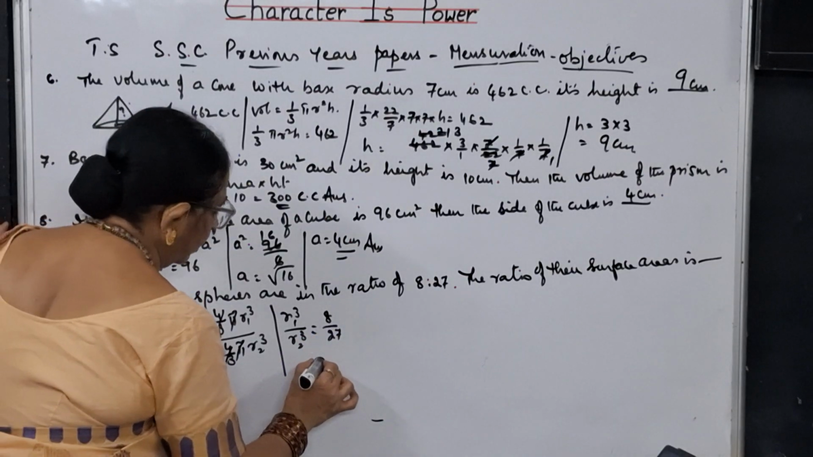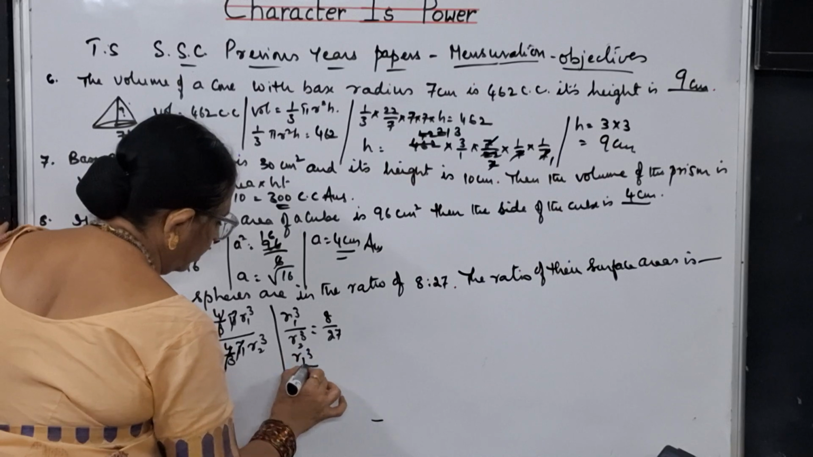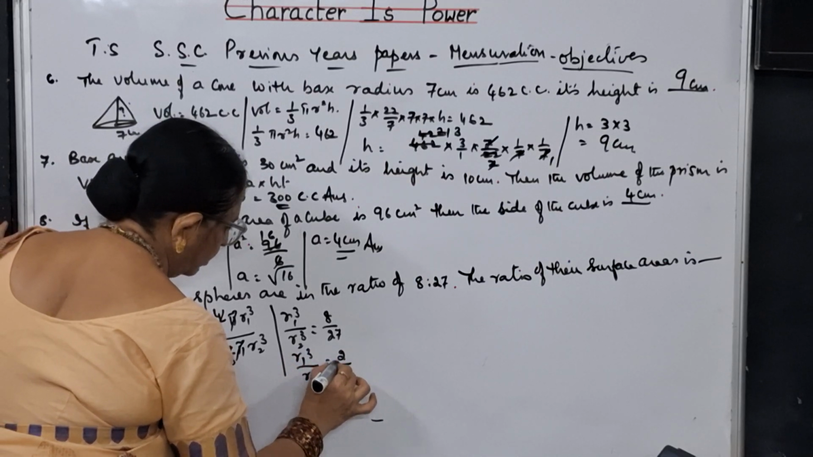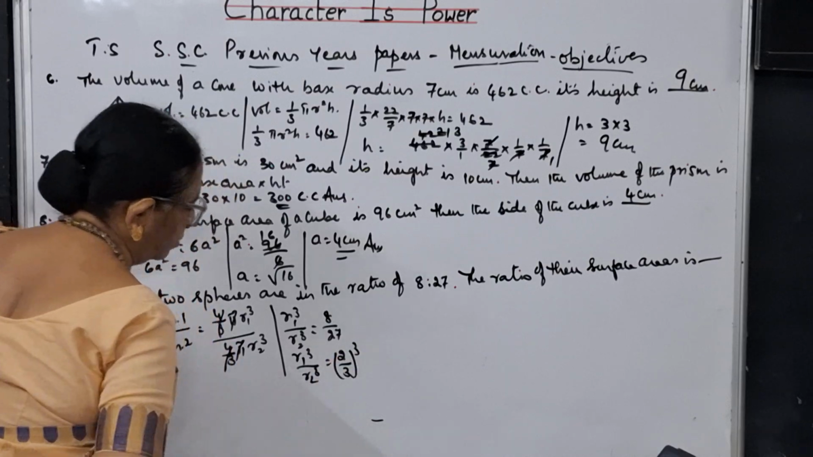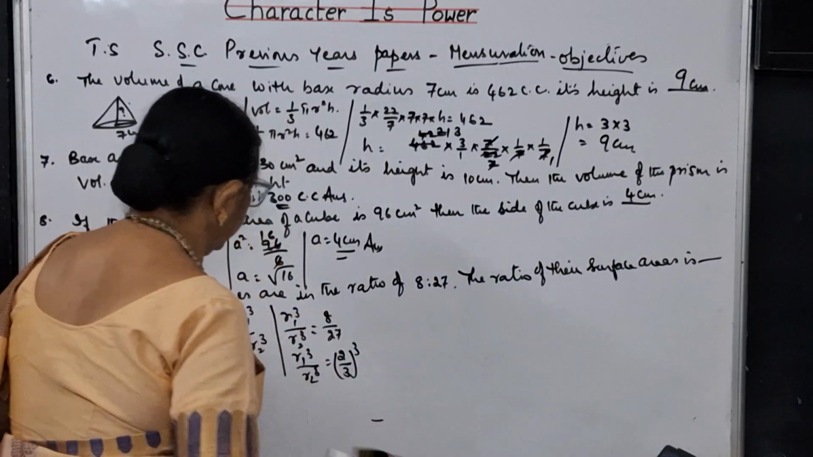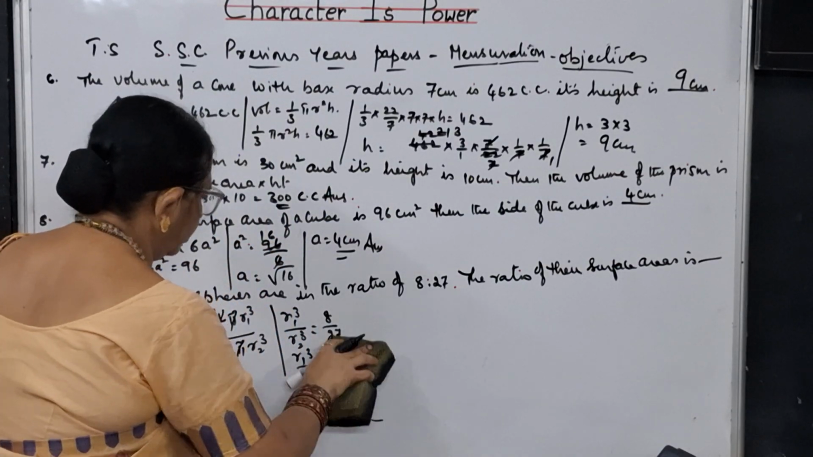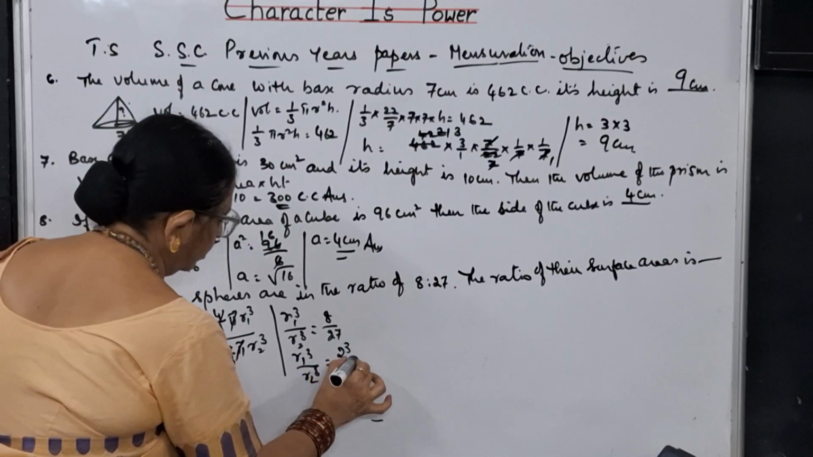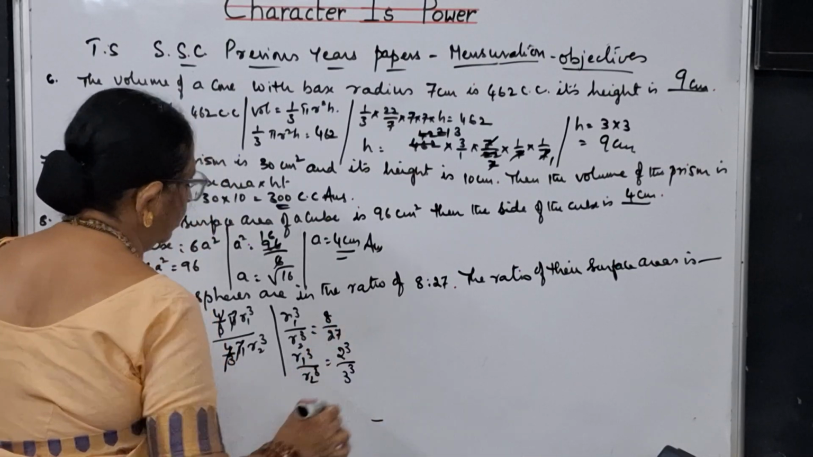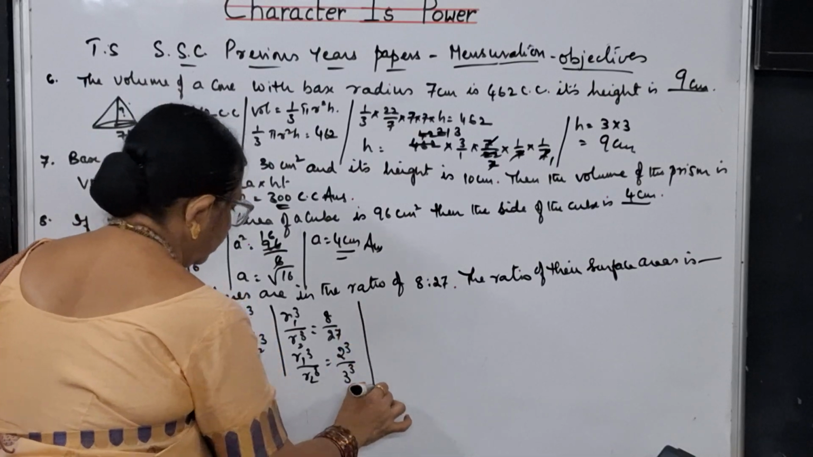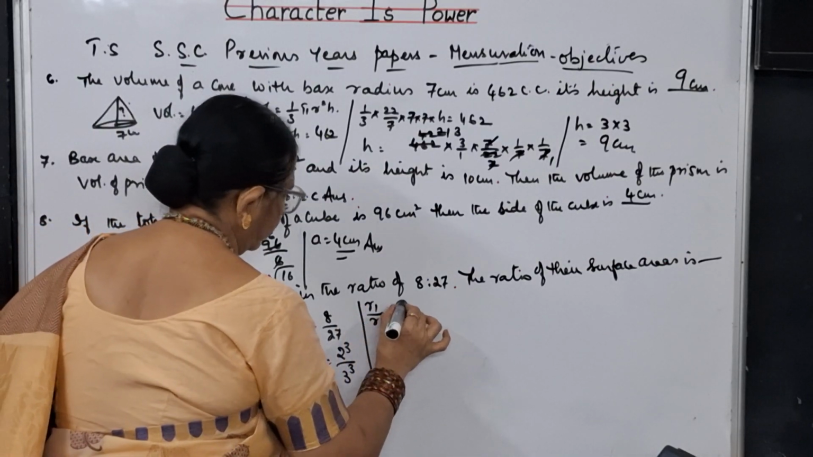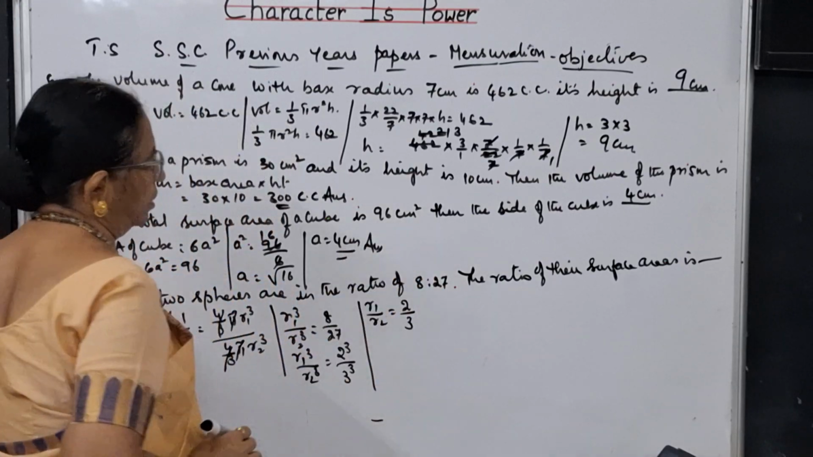That means what I can write? r1 cube by r2 cube is equal to 2 by 3 whole cube, or I can even write it as 2 cube by 3 cube. 8 is 2 cube, 27 is 3 cube. So you are getting r1 by r2 as 2 by 3.